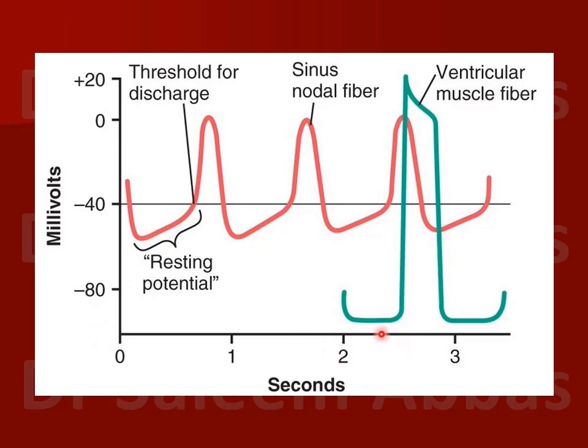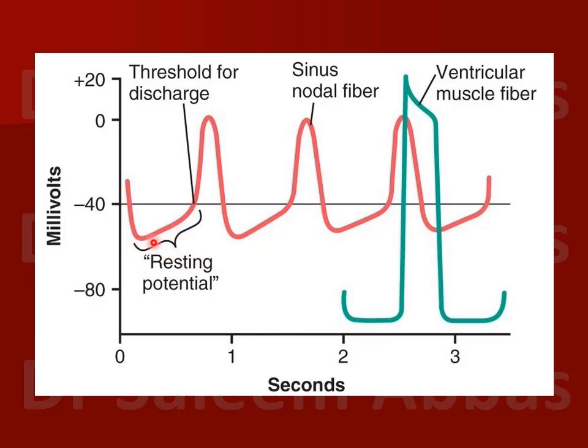The second difference is that here the RMP is stable, okay? As long as the fiber is not excited, this RMP is stable. It remains at -90. You see this is a stable one. It remains at -90 until the fiber is excited. When the fiber is stimulated, an action potential is then generated. Otherwise the RMP is very stable.